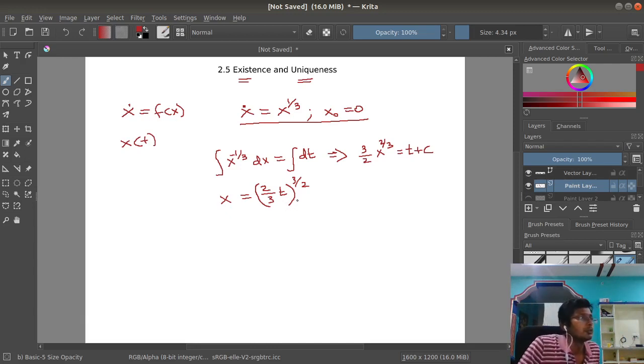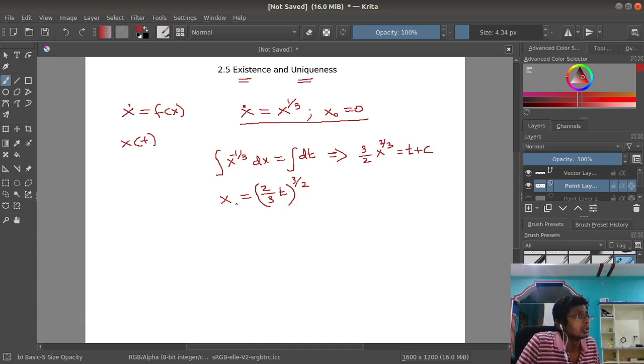From another perspective, if we see this equation once again, initially x is equal to 0. When x is equal to 0, what is x dot? Putting x equal to 0, x dot is also 0. If x dot is 0, there won't be any change in x, so x is going to remain at 0. So using this process we have obtained one solution, but there is also a possibility of another solution. What does this mean? It means there is a problem with the uniqueness.